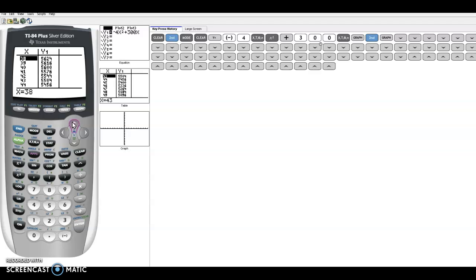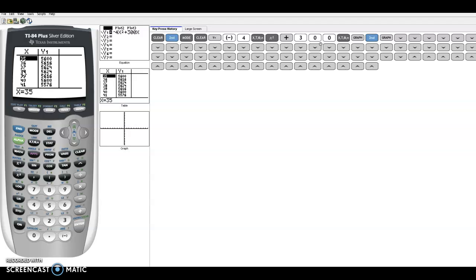5,600, 5,616, 5,624. So right in here, 5,624, somewhere around where X is about 37, but we have to find that exact amount. So I kind of know where the max is, and that tells me how to set the window.